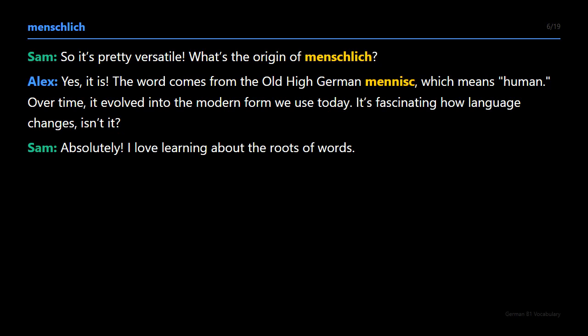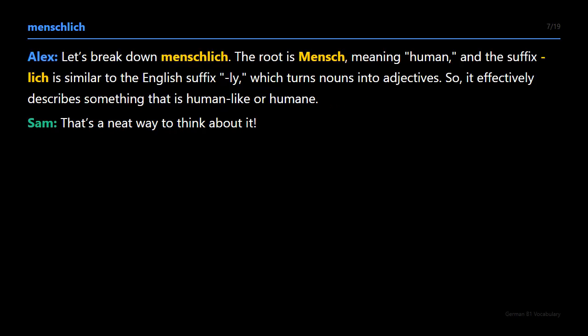Let's break down Menschlich. The root is Mensch, meaning human, and the suffix lich is similar to the English suffix ly, which turns nouns into adjectives. So, it effectively describes something that is human-like or humane. That's a neat way to think about it.